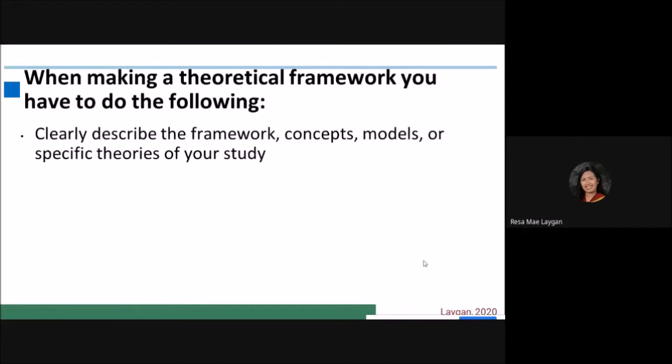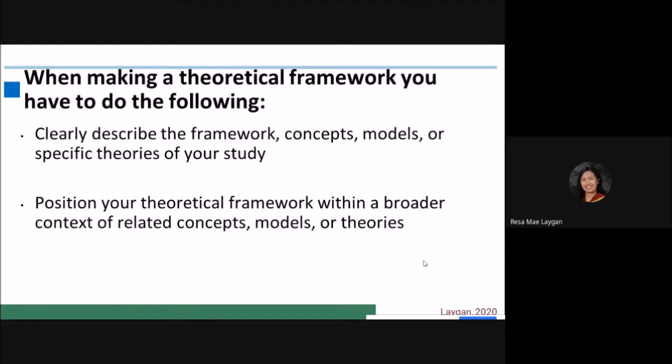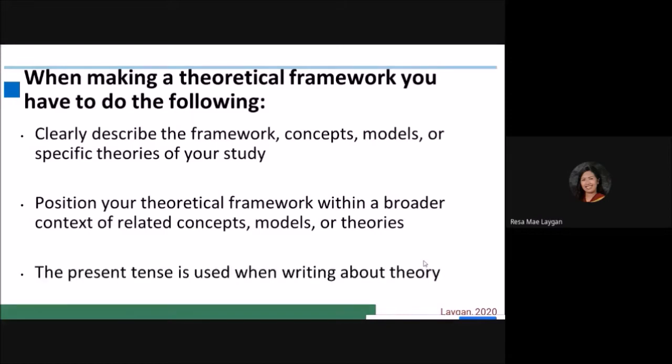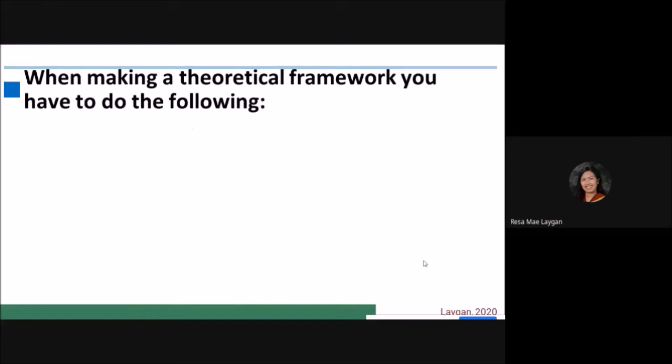So once you already choose a theory, then you have to describe that theory, that framework, concepts, models, or specific theories of your study. And you have to position your theoretical framework within a broader context of related concepts, models, or theories. The present tense is used when writing about your theory. It's just like you're talking to the reader on why that theory is applicable in your study. And you have to use the present tense.